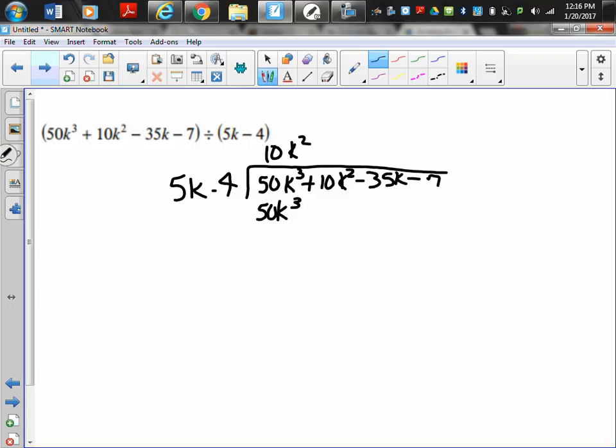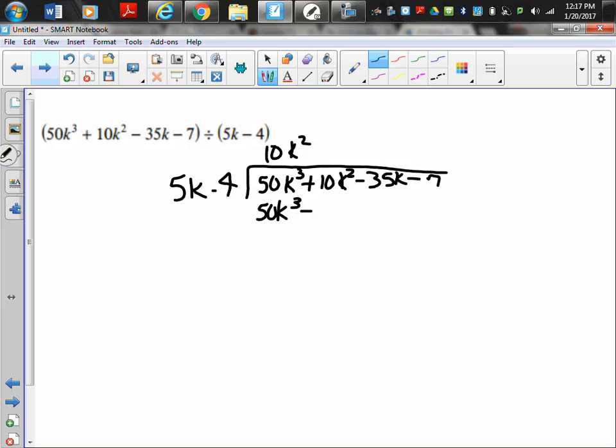Why k squared? Because you have to get this k to divide into your k cubed. So k times k squared gets me k cubed. You have to look at the whole first term. You just add the exponents. When you multiply exponents, you add them.